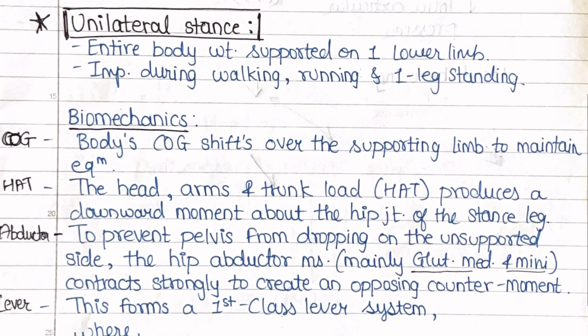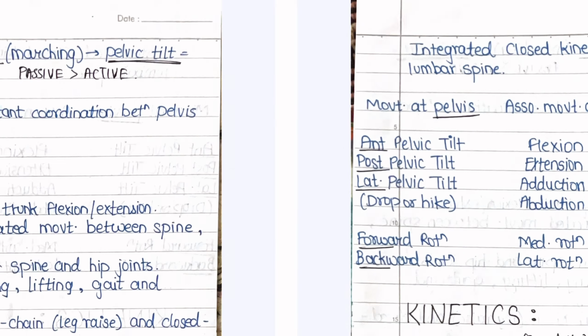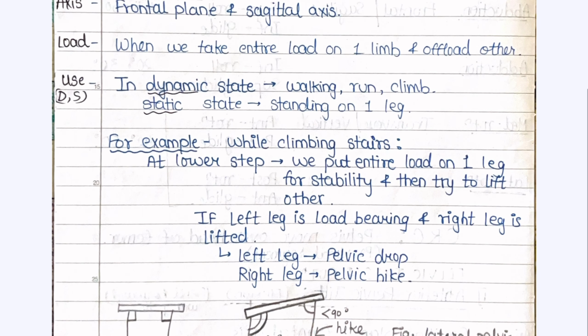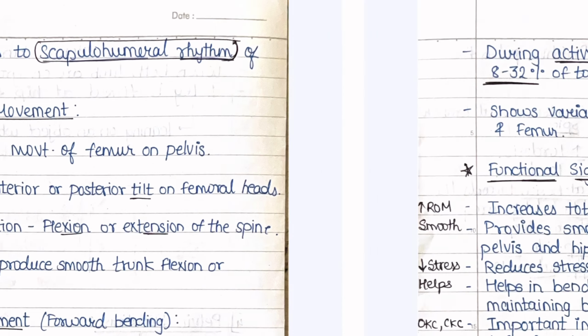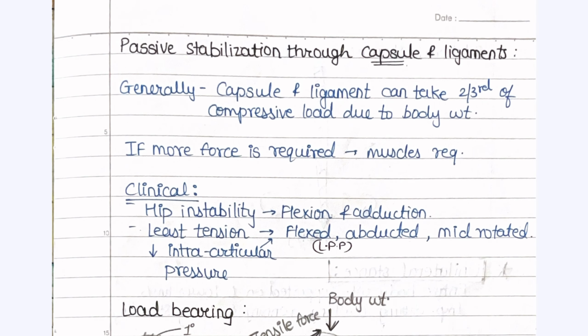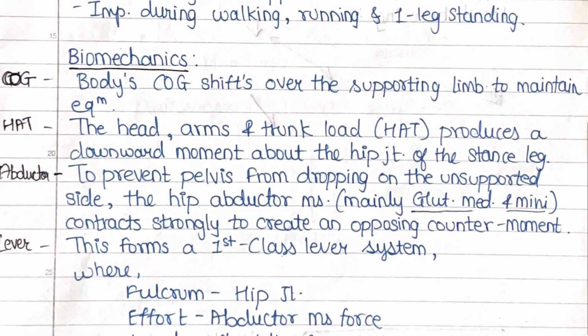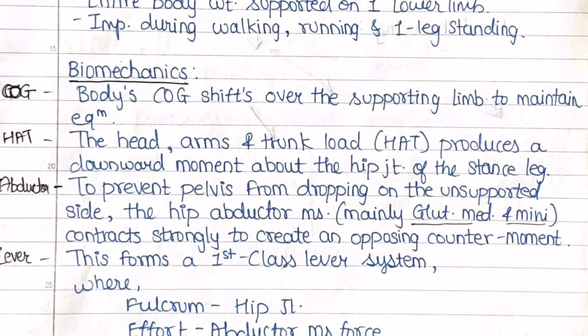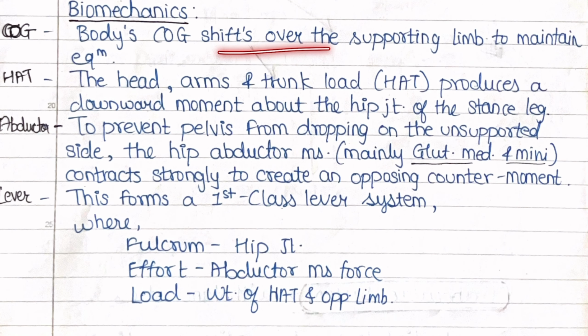Now let us move towards the unilateral stance. In unilateral stance, the entire body weight is supported by only one lower limb. We discussed unilateral stance earlier in this video, under pelvic tilt. Now this unilateral stance which we are learning is under a separate topic. It is important during walking, running, one-leg standing; basics we have done. The center of gravity shifts over the supporting limb to maintain equilibrium, also done.